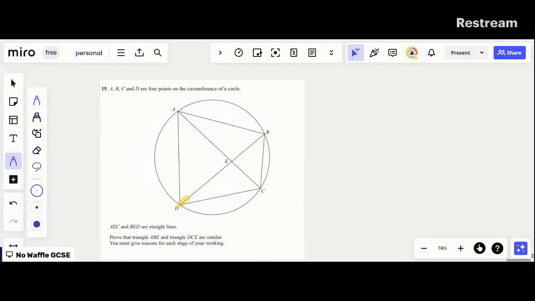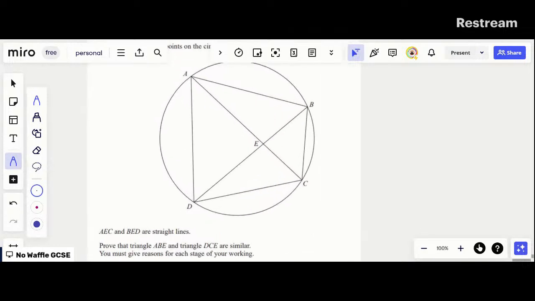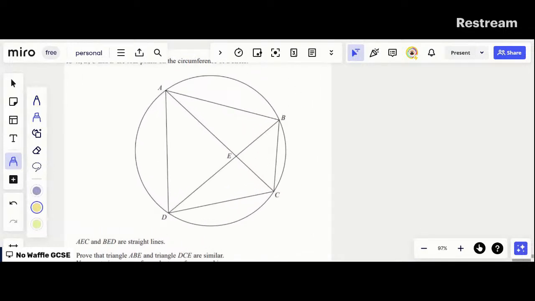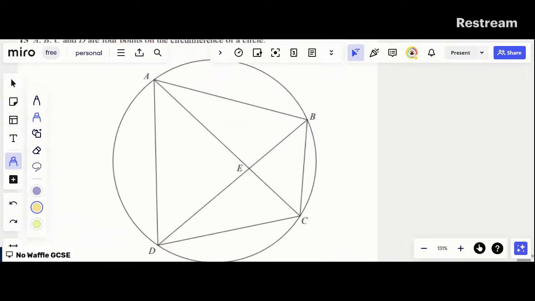So AEC and BED are straight lines. Okay, and let's see what else we can think about this. So what have we got here? We've got a cyclic quadrilateral. Notice that as well. Because it's a cyclic quadrilateral, which just means all 4 points of the quadrilateral lie on the circumference of the circle, we know that opposite angles will sum to 180. So this and this add up to 180, and this angle and that one add up to 180.